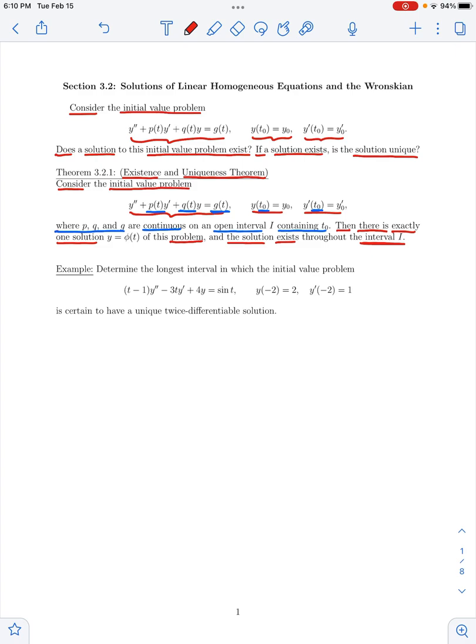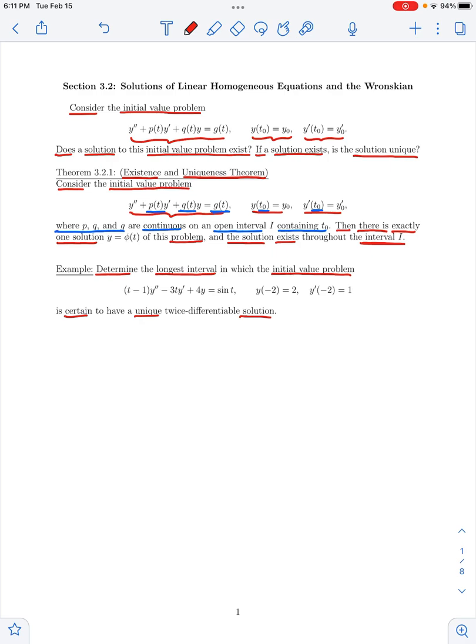So this existence and uniqueness theorem is very similar to Theorem 2.4.1 from your textbook on first-order linear equations. So let's consider some examples working with this theorem where we're given some initial value problem and we want to know on what interval are we guaranteed a solution will exist. So in this first one, determine the longest interval in which this initial value problem, given here, is certain to have a unique twice differentiable solution.